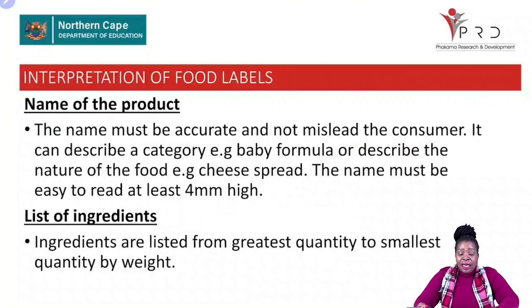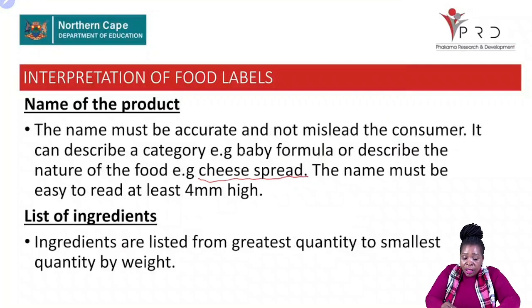And then we want to look at the interpretation of food labels, looking at each of the information that appears on a label one by one. Right. The first one is the name of the product. The name of the product must be accurate. It must not mislead the consumer. So it can describe a category, e.g., baby formula, or describe the nature of the food. For example, cheese spread. So category, it could say baby formula, and then the nature of the food is cheese spread, right? And the name must be easy to read, at least 4 millimeters high.